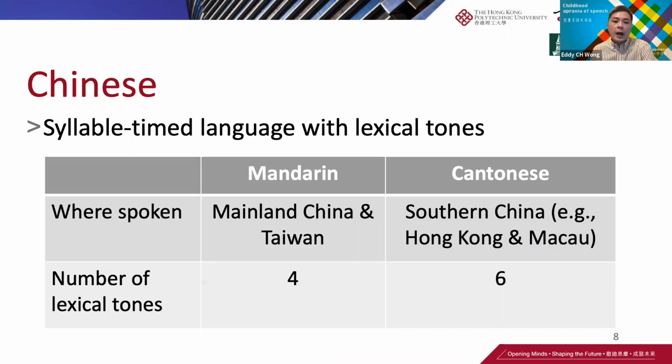It is not known how CAS was diagnosed in other languages, especially Chinese. Chinese is a syllable-timed language with lexical tones. It includes Mandarin and Cantonese. Mandarin is mainly spoken by the people in mainland China and Taiwan. Cantonese is mainly spoken by the people in southern China, including Hong Kong and Macau. Mandarin has 4 tones and Cantonese has 6 lexical tones.